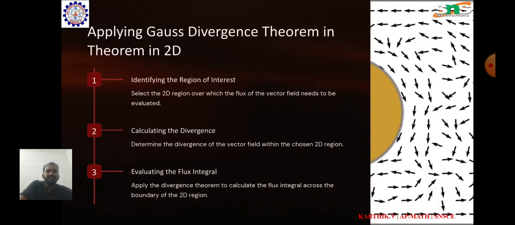Applying Gauss divergence theorem in 2D. Consider a two-dimensional vector field F, that is F equal to x square, y square, and a closed curve C enclosing region D in the xy plane. First calculate the divergence, that is del dot F equal to 2x plus 2y. Then calculate the line integral F dot dr equal to the double integral of del dot F dA. Then evaluate the line integral or evaluate the area integral.